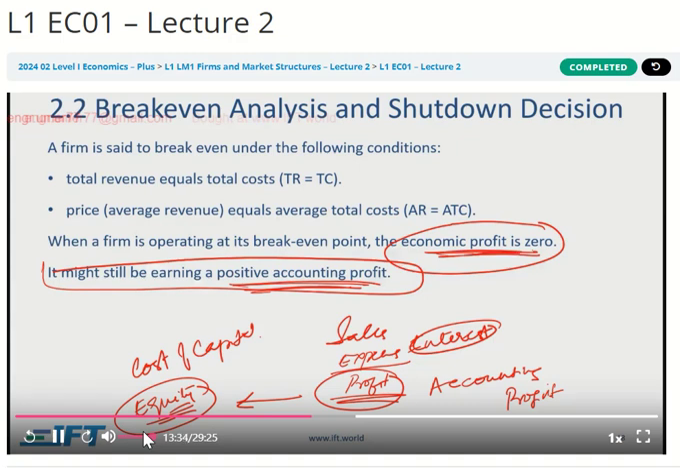Only when the business is making a profit which is more than what is justified, then we will say that the economic profit is positive, and that will only happen if your price is going to be greater than your average total cost. But if price is going to be equal to average total cost, and the total revenue is equal to the total cost, and here obviously cost includes the cost of capital, then economic profit will be zero. The firm will be at the break-even point, and of course accounting profit will be there, but economic profit will be zero.